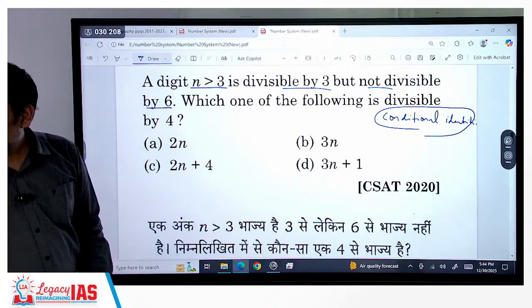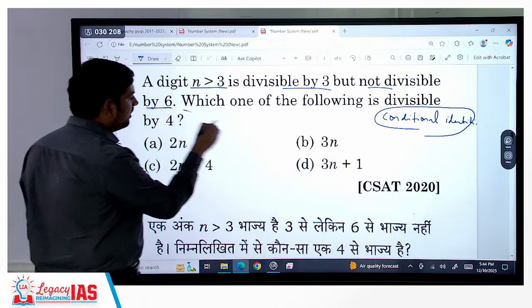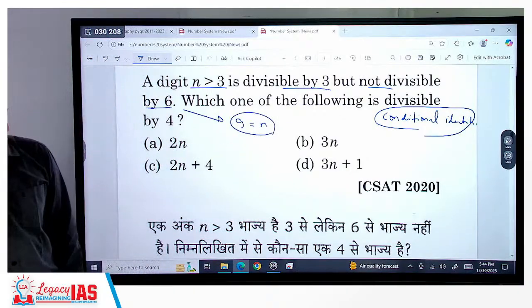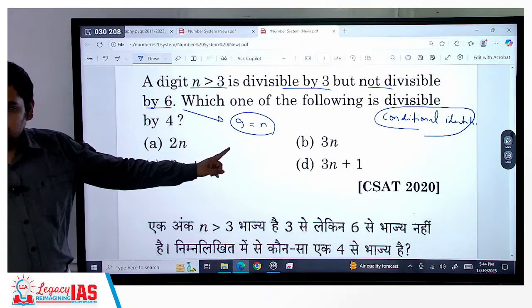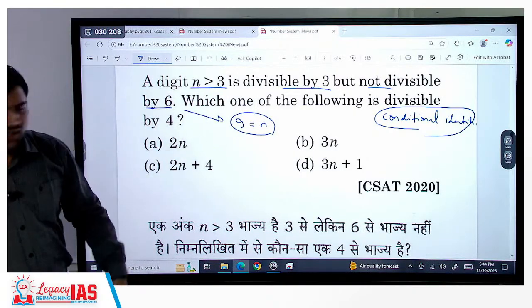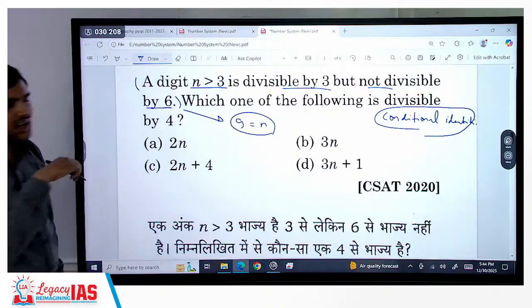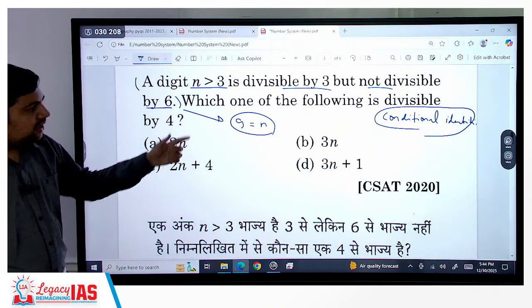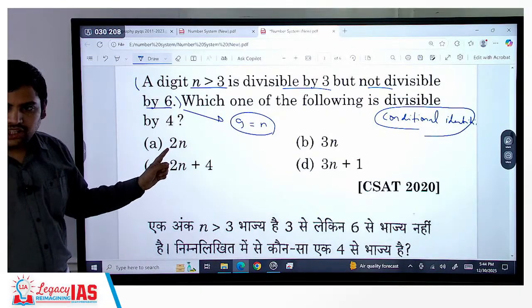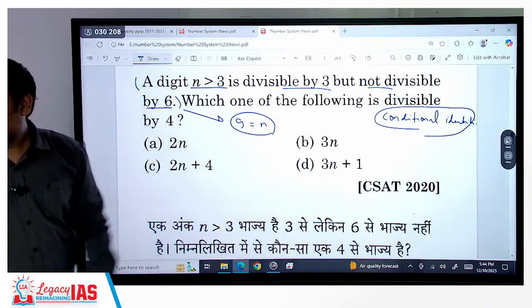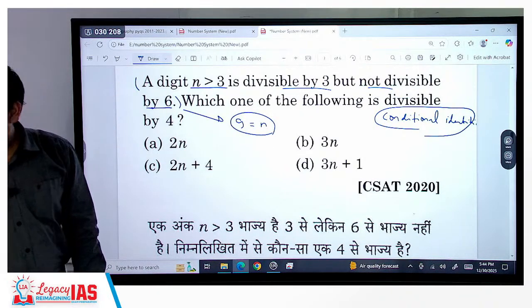So first thing is n is greater than 3, divisible by 3, but not divisible by 6. Can you think of any number like this? 9. Correct. So 9 is a possible value of n. It's an odd number and divisible by 3. That's why not divisible by 6. So n equals 9, satisfying all the properties that are asked here. Then it asks which one of the following is divisible by 4. If I put n equals 9 here, there is no restriction on this value. So it must satisfy all the options also.